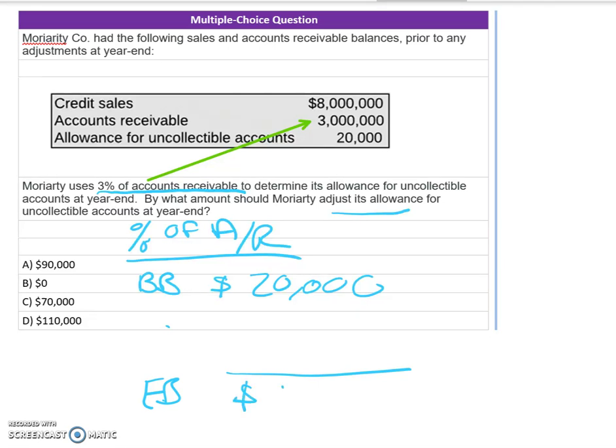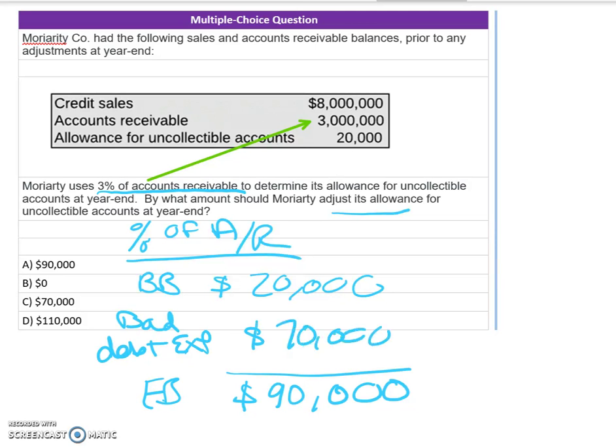So the ending balance we now know is 90,000. 3% times 3 million, 90,000. We can now back into our bad debt expense. 20,000 plus 70,000. This is going to be our plug. This is what is going to be correct. C is the right answer.